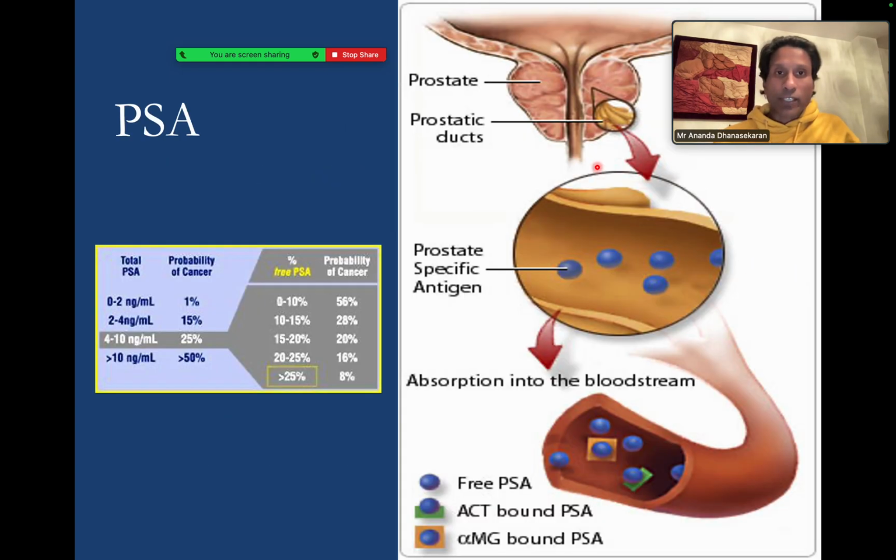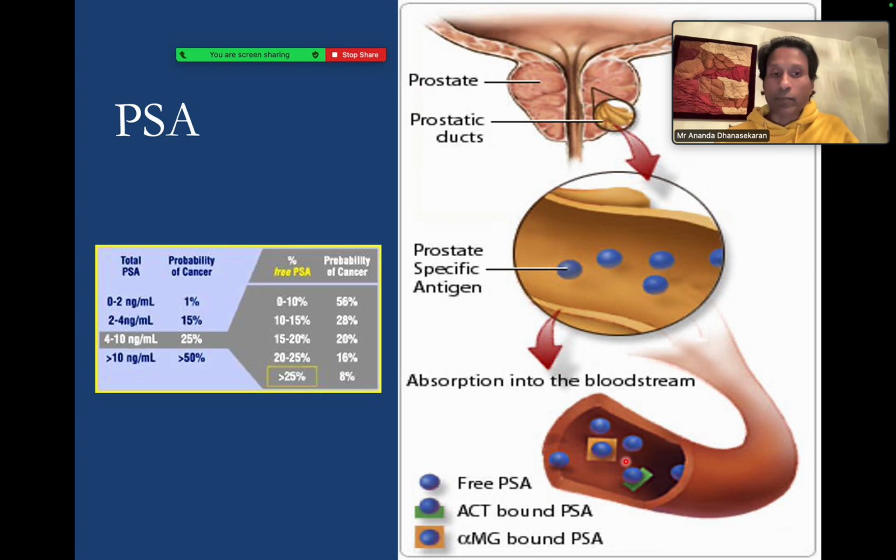Now, this picture shows us the prostate, which is present in the neck of the bladder only in men, and this shows the prostatic ducts, which release the prostate specific antigen into the blood. So if you do the blood test, you can see the PSA, and PSA is again divided into free PSA and bound PSA, but those things are not in your curriculum, so don't worry too much.